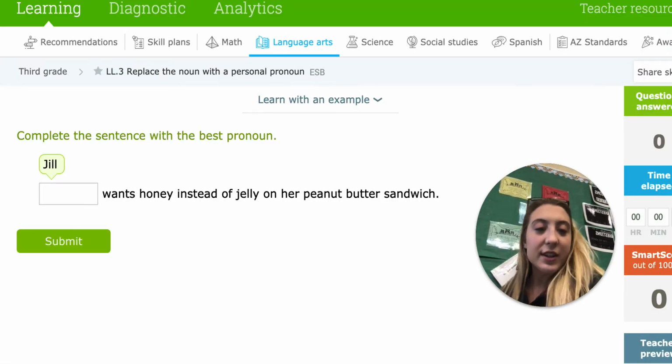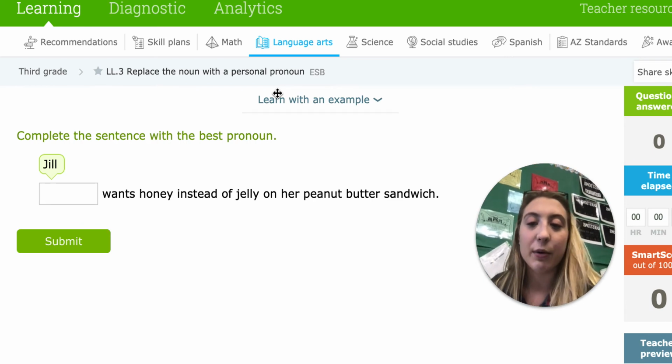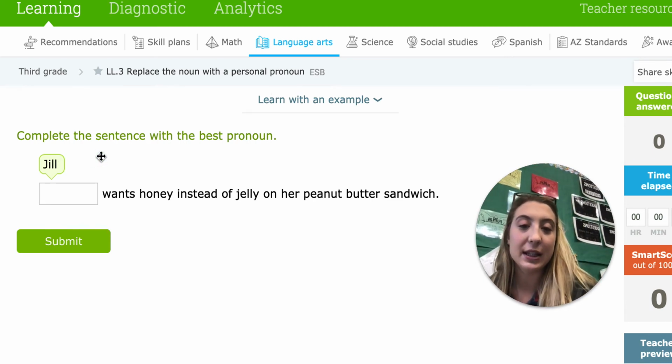So today for our examples, we're going to be going through what our homework is going to be. So our homework today is replace the noun with the personal pronoun. And when you get to IXL, we're going to have to complete the sentence with the best pronoun. So Jill wants honey instead of jelly on her peanut butter sandwich.